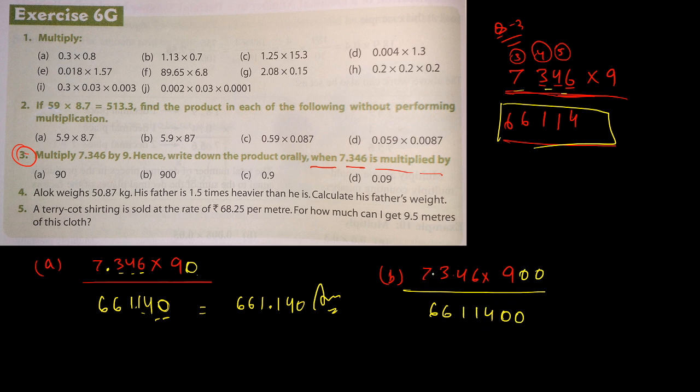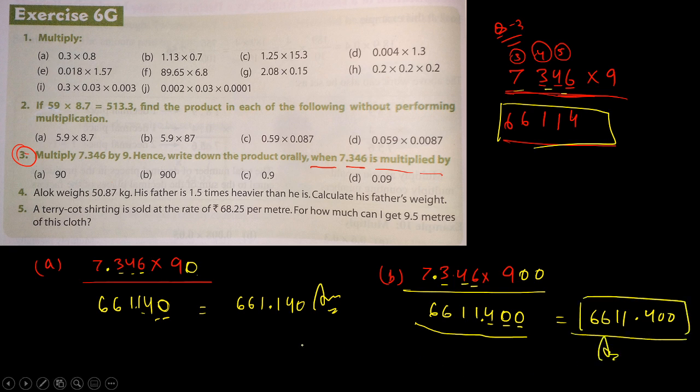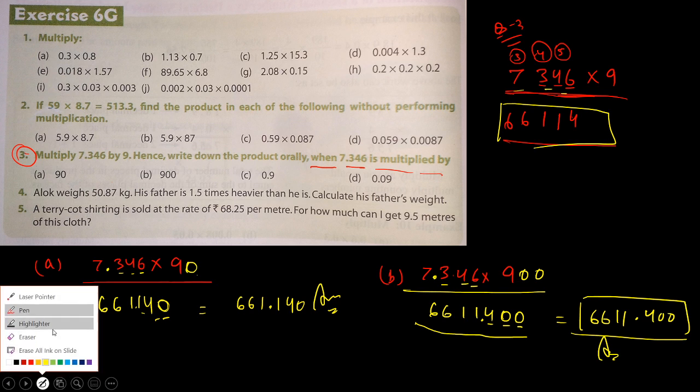And the decimal is here in 7.346, after 3 digits. So we will also put decimal after 3 digits in the answer. So 1, 2, 3. We will put decimal here. So this is the final answer. The answer is 6611.400. Okay, this is the answer. So without multiplication, you have to write the answer orally. Fine. Is it clear?